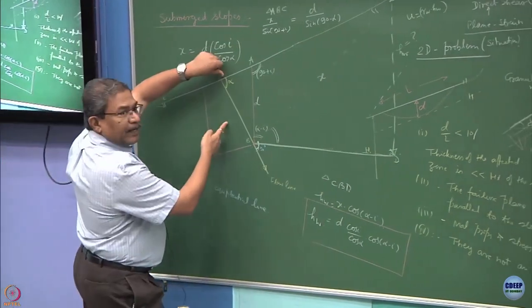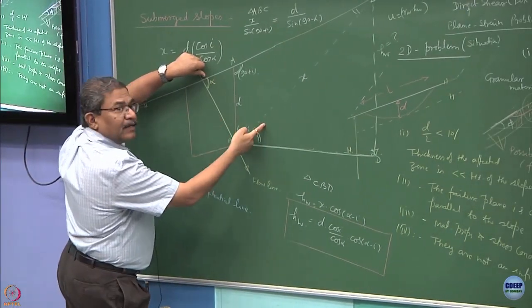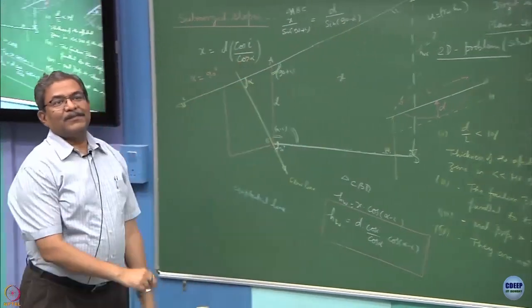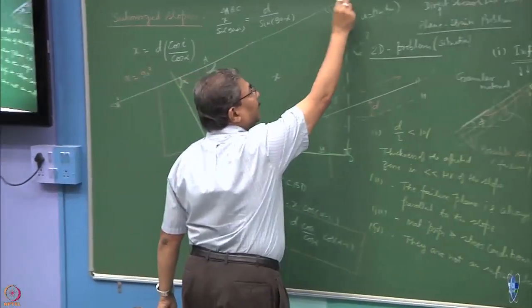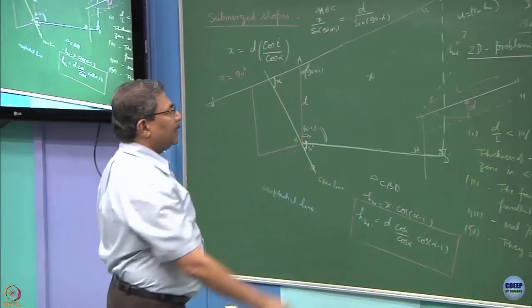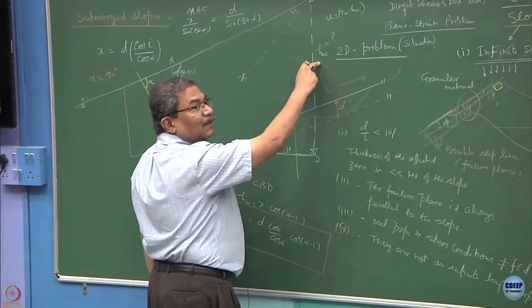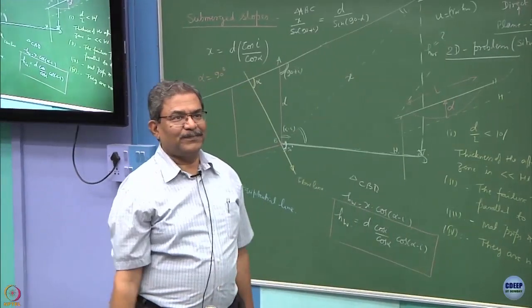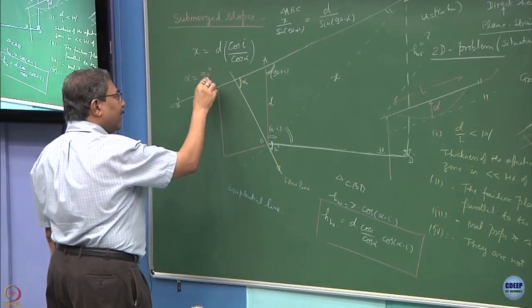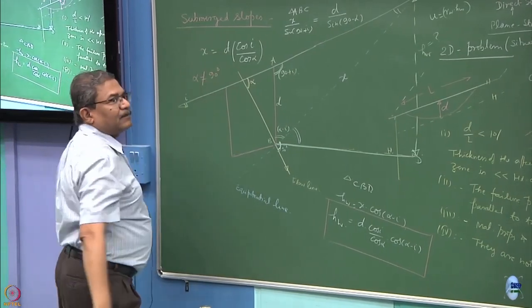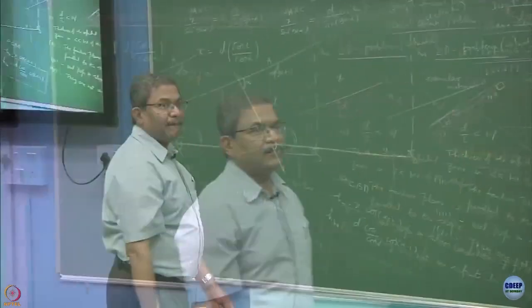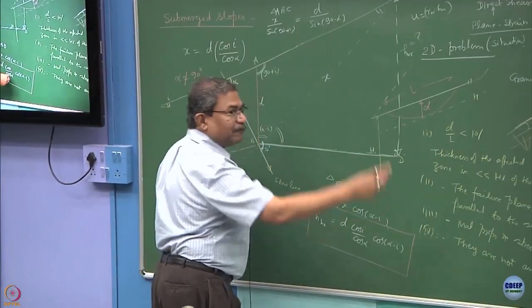If alpha is 90 degrees, the equipotential line is not going to cut the atmospheric line. That means point C will not exist. And if point C does not exist, we cannot get the HW. That means I have to use some other method. So, this solution is not valid for alpha equal to 90 degrees. You got this point? That means HW tends to infinity.